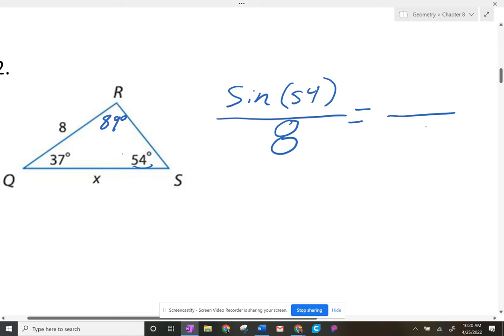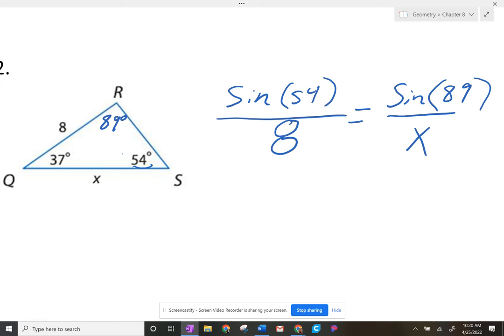The next one, we know we needed to find that x, right? Which angle should I use for the opposite of x? What number? 89. Perfect. I've got sine of 54 over 8 equals sine of 89 over x. Now it turns into a cross multiplication. Cross products. I'm just going to do it actually cross product this time instead of giving you the decimal. That way, if you want to see it that way, we can do it that way.